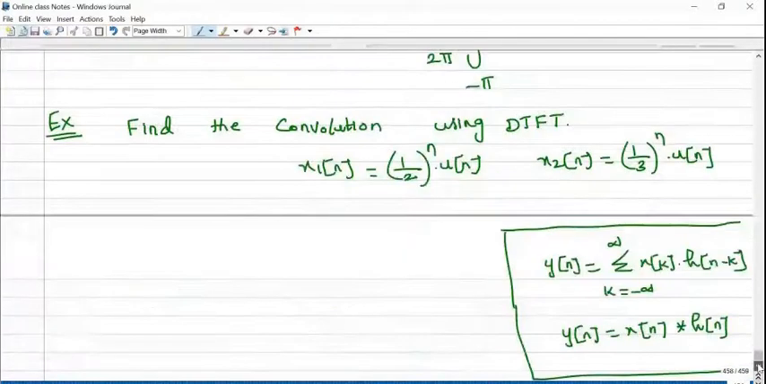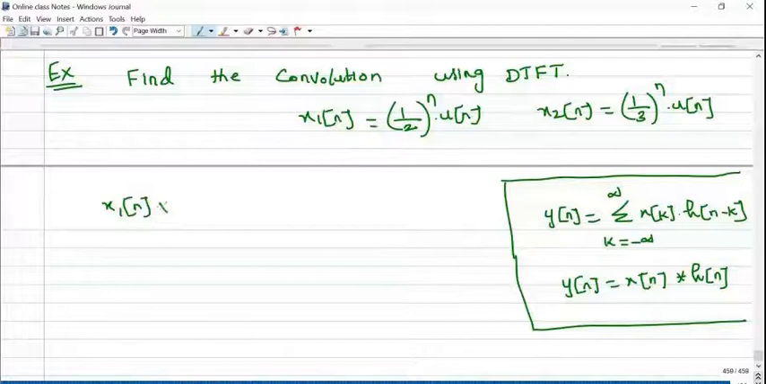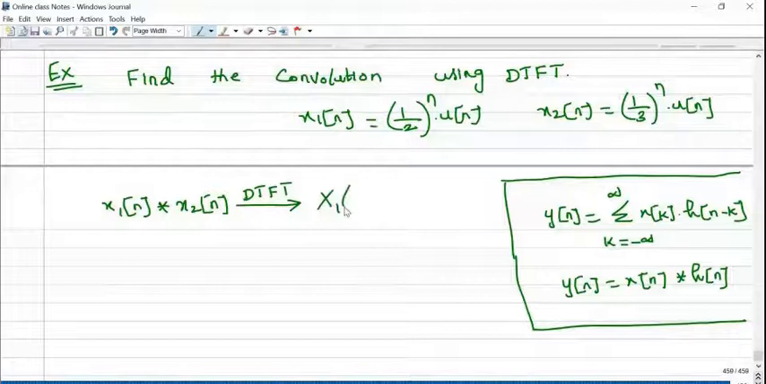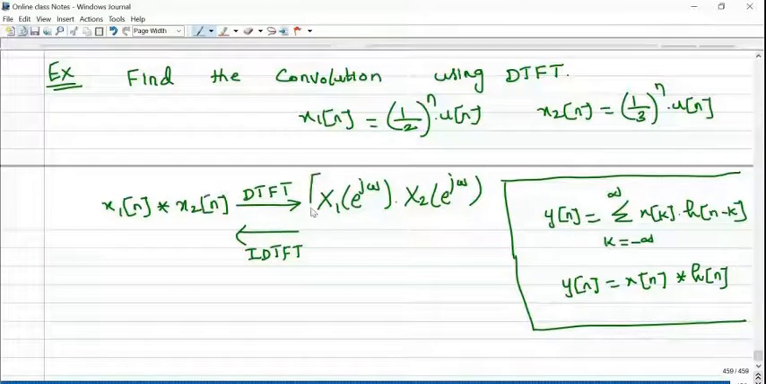So rather than using the standard formula of convolution, what we are going to do: x1 of n convolution with x2 of n, the DTFT result is x1 of e power j omega dot x2 of e power j omega. If we find the inverse DTFT of x1 of e power j omega dot x2 of e power j omega, the result is the convolution of x1 of n with x2 of n.